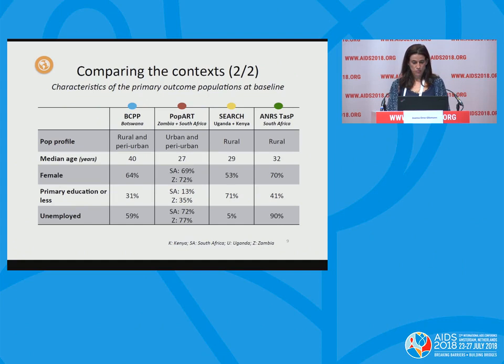In terms of population profile, again, quite substantial differences. Very rural populations in the SEARCH and TASP trials, whereas BCPP also included peri-urban populations, and PopART also urban populations. Differences in age also, with a median age of 40 in BCPP, which has the highest median. Differences, again, in level of education or employment. And one common feature, however, is the fact that the majority of the individuals included in the trials were women.